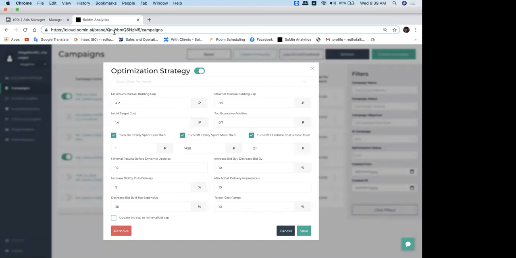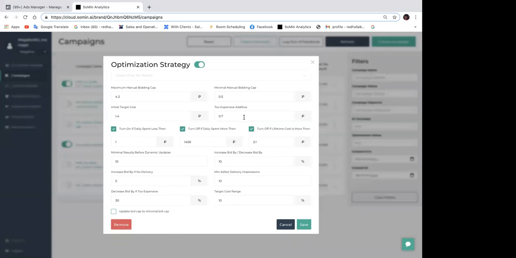Right. So which parameter do you need to change to let the rules decide whether to increase or decrease the bid based on a lower number? Which parameter? Okay, I would change the initial target cost and the too expensive additive. Yes. So what will be the numbers?